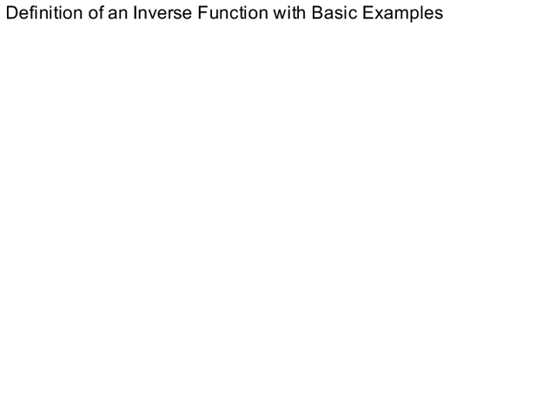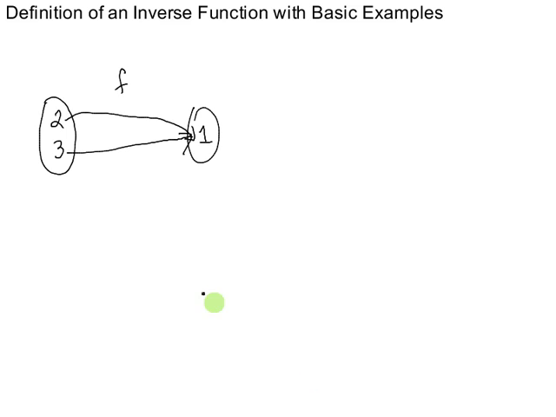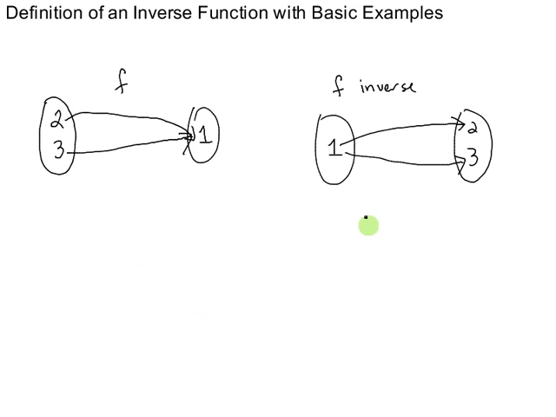Okay, let's try to understand what an inverse function is. So I've got a mapping of a simple function, f, and this is a function because each input has a single output. And now let's look at f inverse. F inverse simply reverses the mapping. So now the f inverse takes 1 and sends it back to 2 and back to 3 where it came from in the original function.